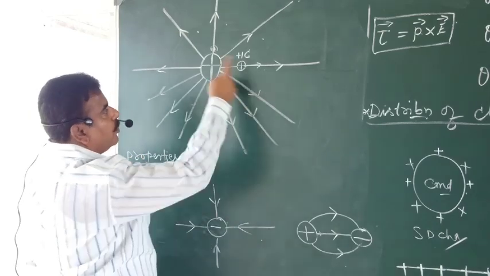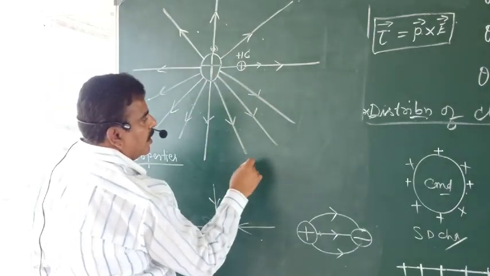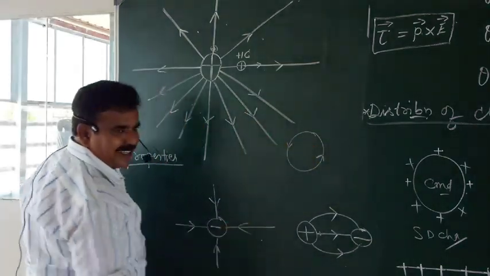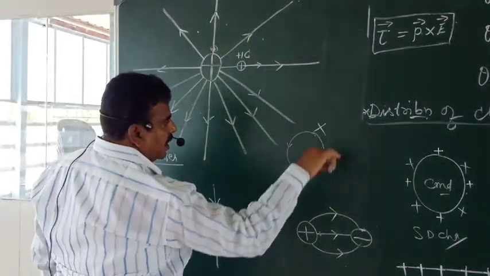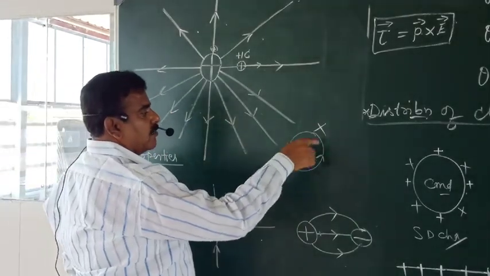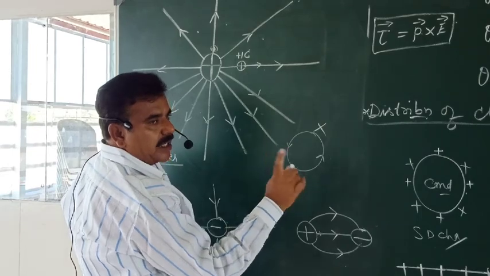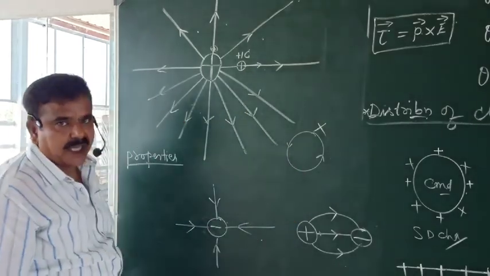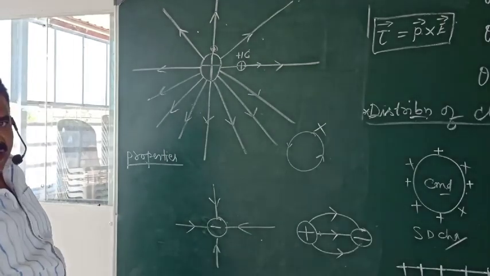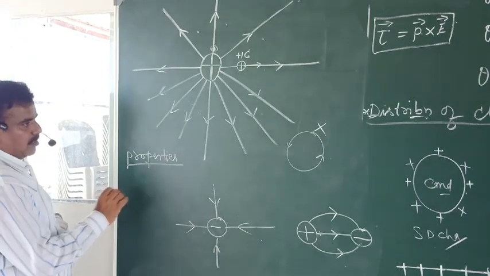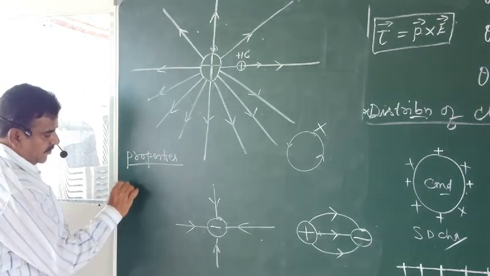Then, observe here, no field line forms a closed path like this. Electric field lines cannot be like this. In future, you will see that magnetic field lines can form closed paths, but electric field lines cannot form closed paths. Okay? Now, we shall move on to the concept of flux.